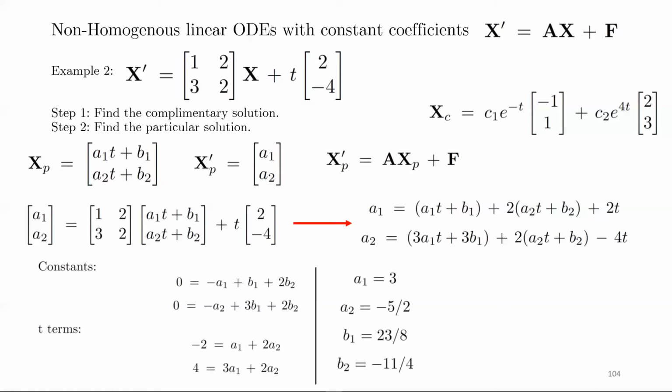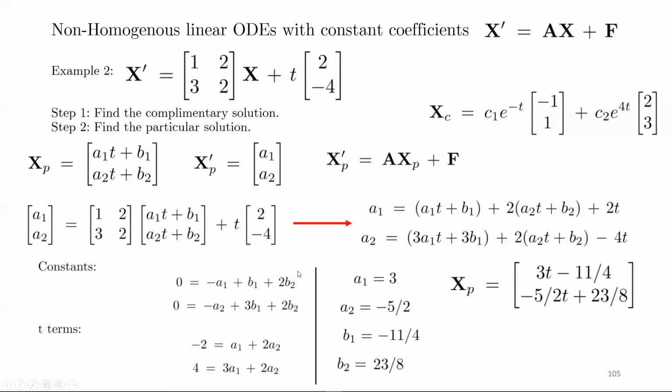So if you go through and try to find those values, a1, a2, b1, and b2, what you should find is, in fact, b1 and b2 are swapped here, so actually this should be the right solution. You find that a1 equals 3, a2 equals minus 5 halves, b1 equals negative 11 over 4, and b2 equals 23 over 8. So please go through and try to solve the system of 4 equations yourself. Check if you get the same solution as I do.